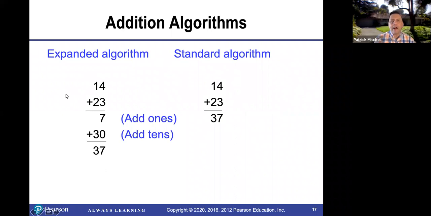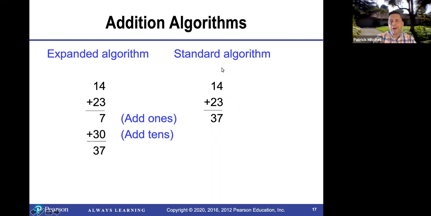The expanded algorithm, we start with adding 4 plus 3, which is 7. And then we add 1 plus 2 is 3. Now remember, the 1 and the 2 are in the tens place. So that 3 has to go in this column. And it's good to put a 0 over here as a placeholder. All right, so when I add my 1s, I get 7. When I add my 10s, I get 30. The sum is 37. Okay.